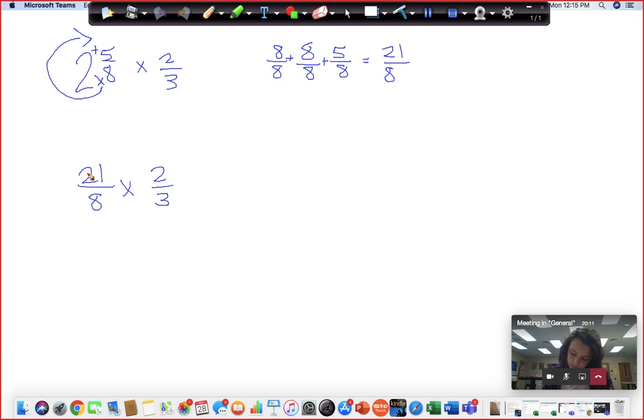21 and 3 can both be divided by 3. So 21 divided by 3 is 7. 3 divided by 3 is 1. We can cross divide this way. We can divide both of these by 2. 2 divided by 2 is 1, and 8 divided by 2 is 4. And then we can just multiply straight across. 7 times 1 is 7, and 4 times 1 is 4.